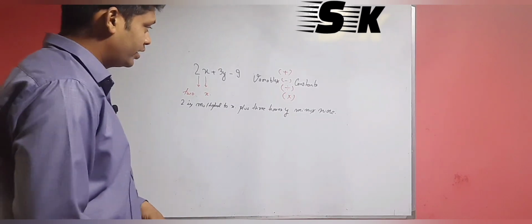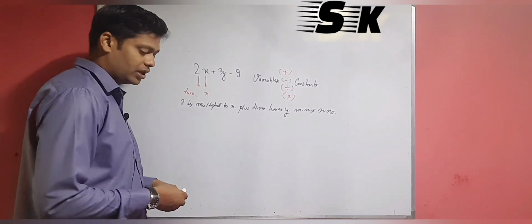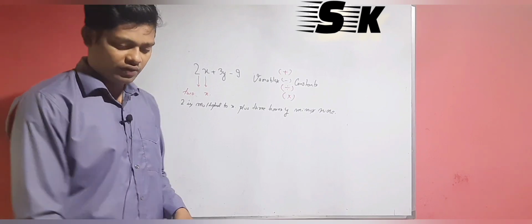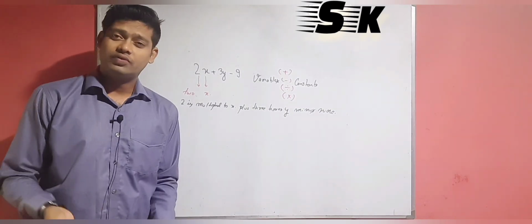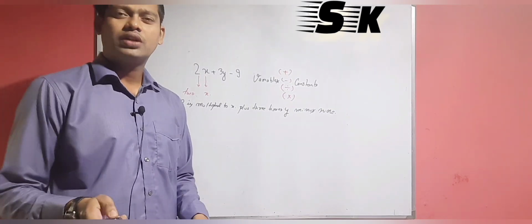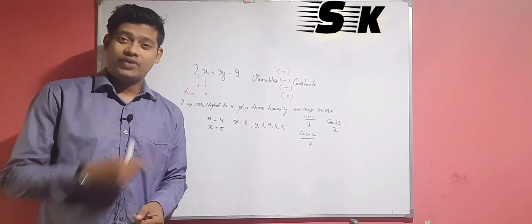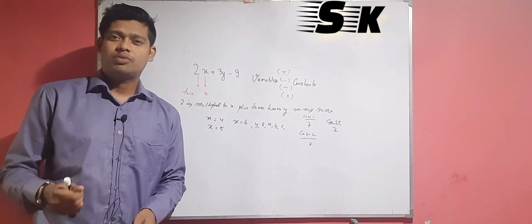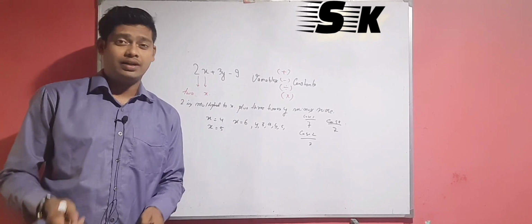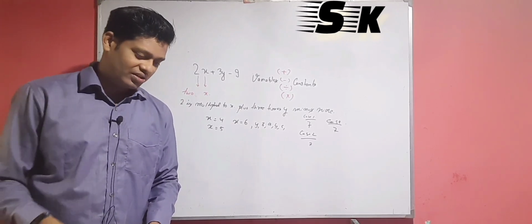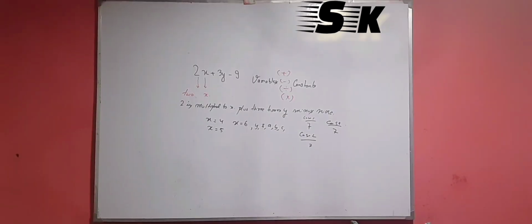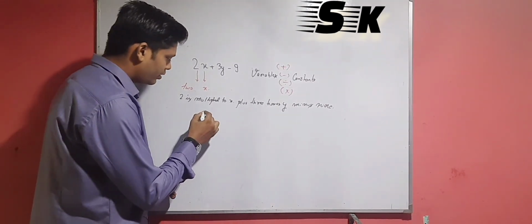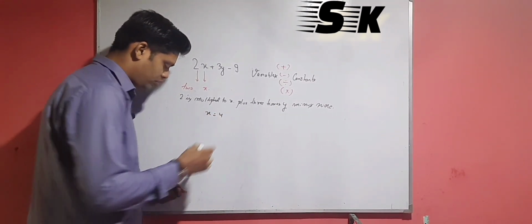Now, variables. Do you know what a variable means? A variable is one whose value is not fixed, whose value is not yet fixed. We will go deeper into what a variable looks like and how it works. Those are termed as variables. Just like if I say x is equal to 4, what is the value of x?